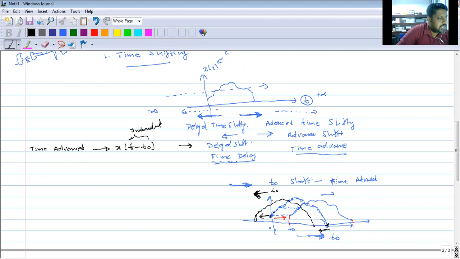If it is a time delay, it is x(t + t naught). So this is for time delay. We can mathematically represent time delay like this, t plus t naught. This t naught is a positive value. So t minus t naught is time advance, and t plus t naught is time delay. Those are the two cases we will talk about.